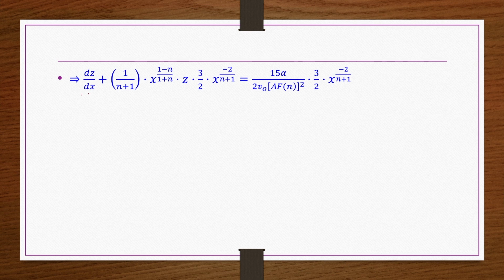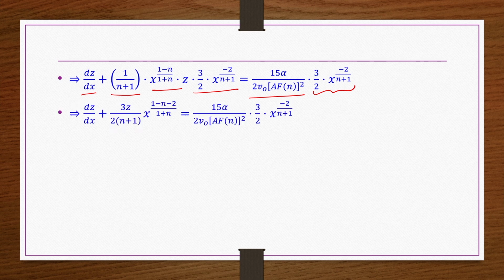So, dz by dx plus 1 by n plus 1 x power 1 minus n by 1 plus n, and then z as it is, this 3 by 2 x power minus 2 by n plus 1 we are multiplying. The right hand side term is as it is, and then this is the new term that we are multiplying, right. So, next step, we further simplify this equation by combining these two x terms.